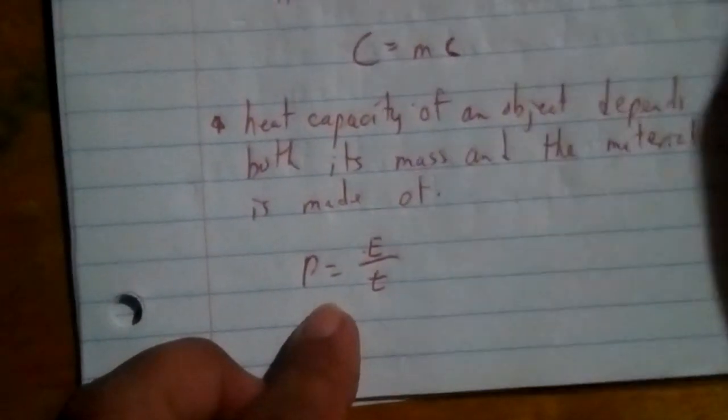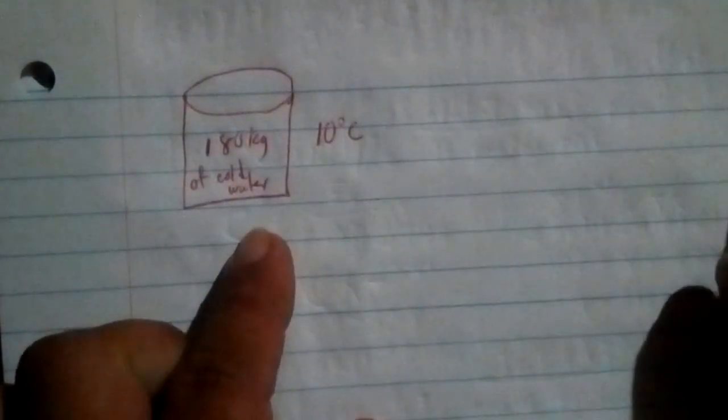So let's consider a scenario for our first example. Let me put this equation here to one side and bring our first example. So a hot water tank or a container, you have this container here, okay, and this container contains 180 kilograms of cold water, and let's say the temperature of this cold water is 10 degrees Celsius.